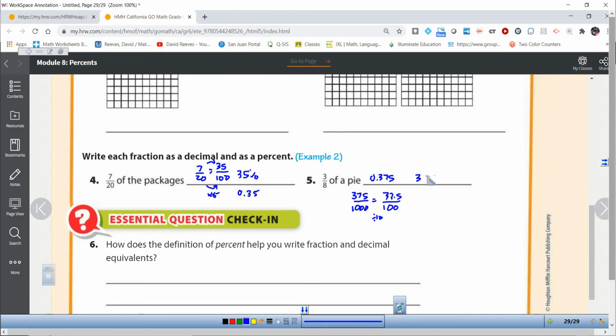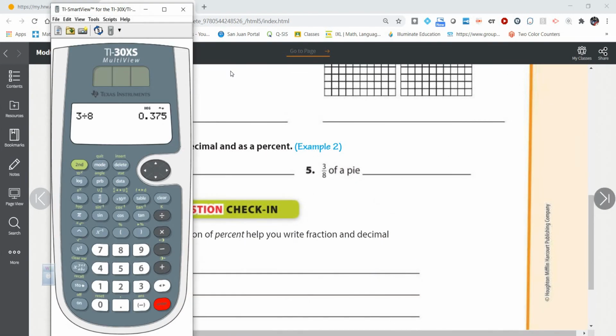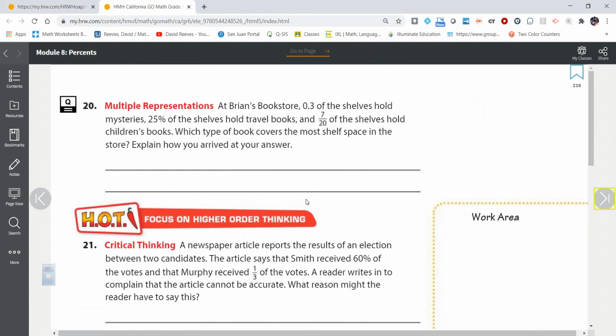Or you can simply, like I said, when you're converting from a decimal to a percent, move the decimal 2 places to the right. If it's 375 over 1,000, it's going to be 37.5 over 100, because we're dividing by 10. All right, a couple more problems, and then we are going to be done.